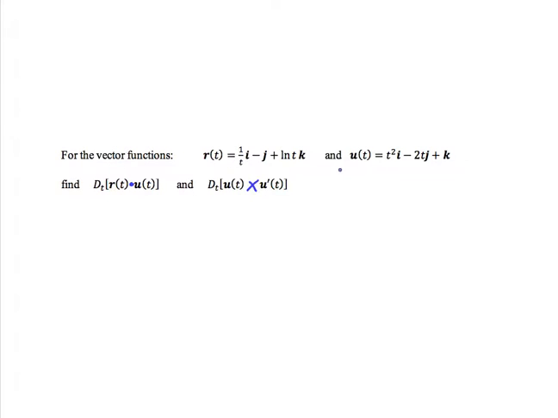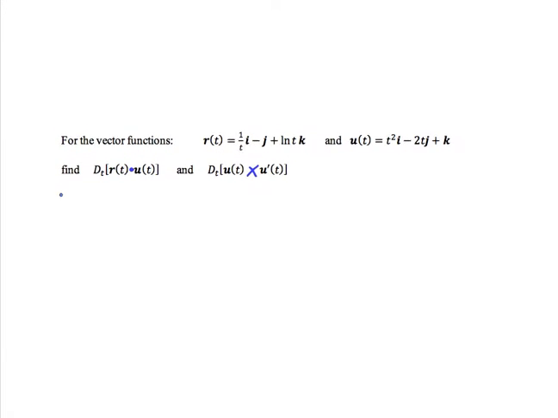Okay, so we've got two vector functions, and they want us to find the derivative of the dot product of those vector functions with respect to time, and the derivative of the cross product of u and its derivative with respect to time. You can do these a couple different ways, so I thought we'd do them a couple different ways just to have a little bit of practice.